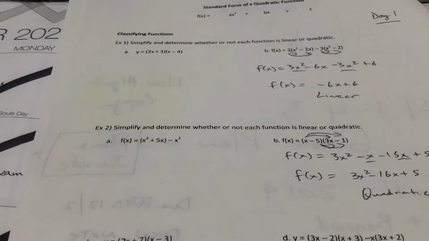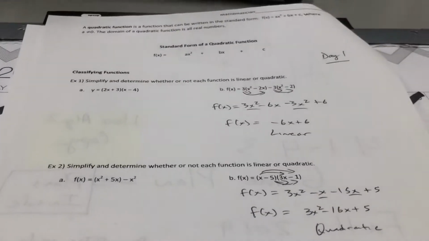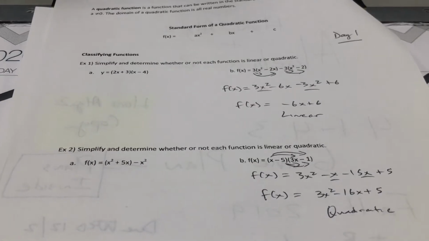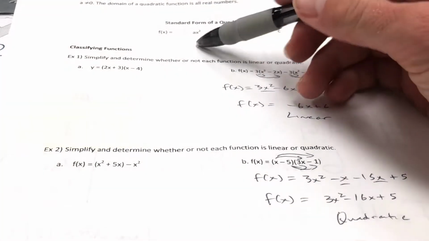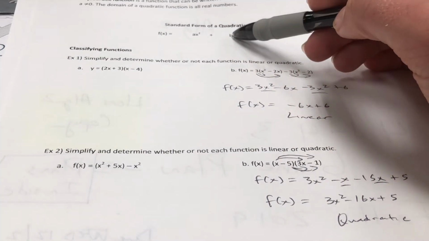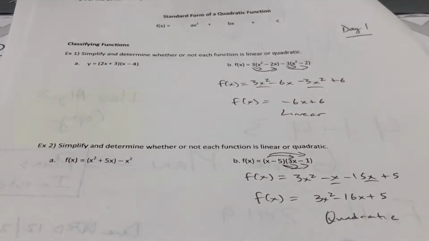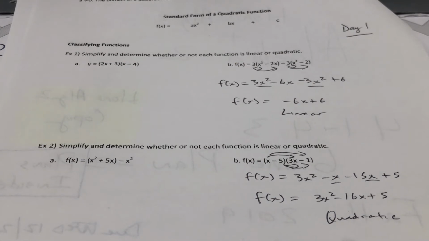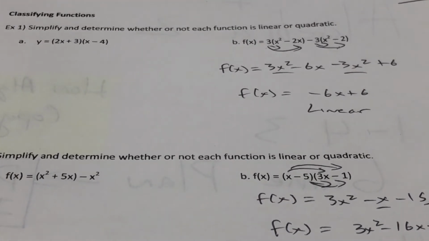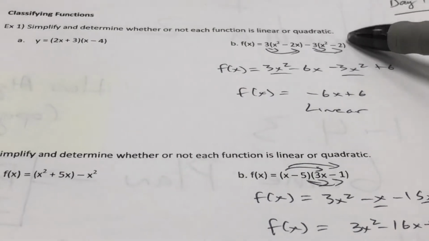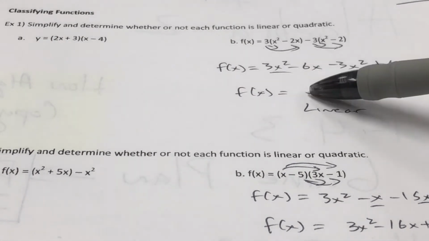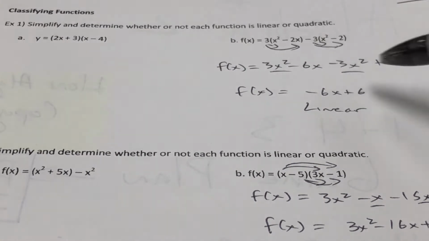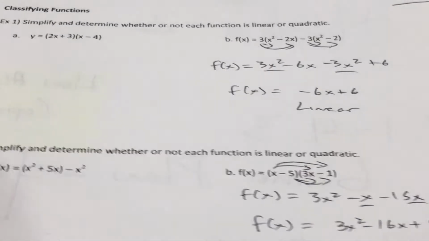First off, in class, we learned the standard form of a quadratic: ax squared plus bx plus c, the squared term, the middle term with just x, and then the constant. Okay, so on B here, what we're going to do is distribute. The 3x squared terms would cancel. You're left with negative 6x plus 6. That is linear. It's a straight line, slope of negative 6.